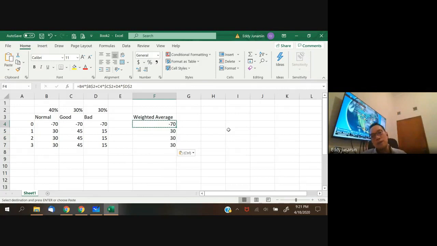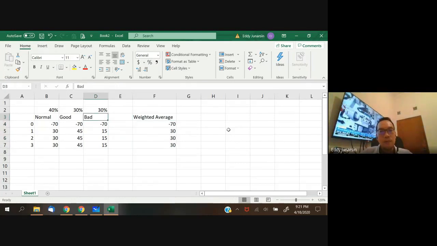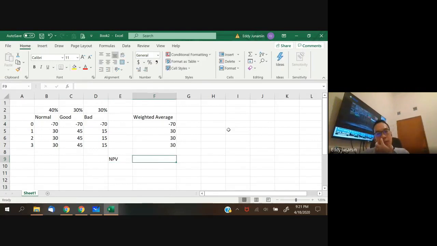Okay, so we find out that the weighted average cash flows are minus 70 and then 30 each for the next 3 years. So these are the weighted average cash flows. Now let's calculate the net present value of the weighted average cash flows.